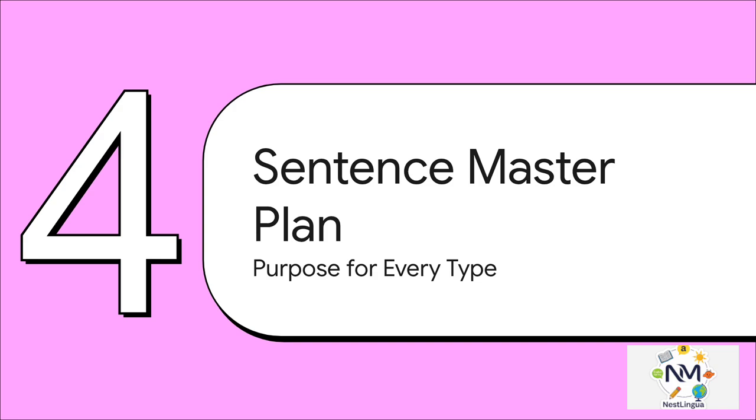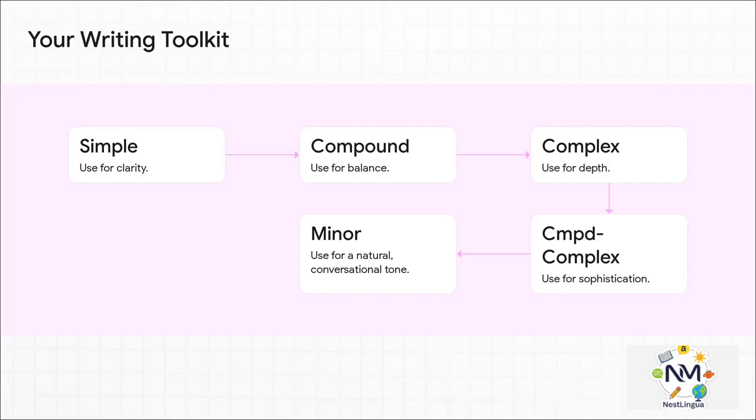Let's lock this in as your new writing strategy. Here it is, your whole toolkit in one place. Think of it like this. Need to be super clear and direct? Use a simple sentence. Want to show 2 ideas are equally important? That's a job for a compound sentence. Need to add depth, show cause and effect? Go complex. For that extra layer of sophistication, pull out the compound complex. And to make it all sound natural and give it some punch, you sprinkle in those minor sentences.